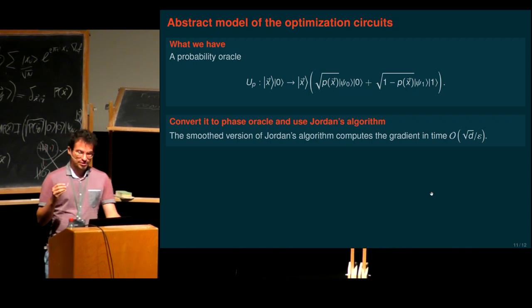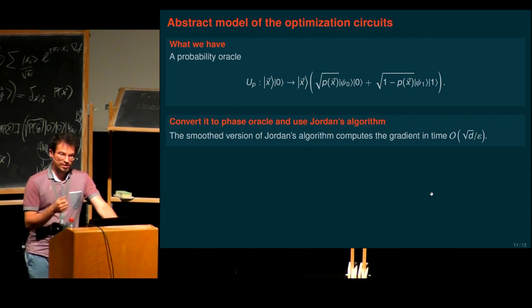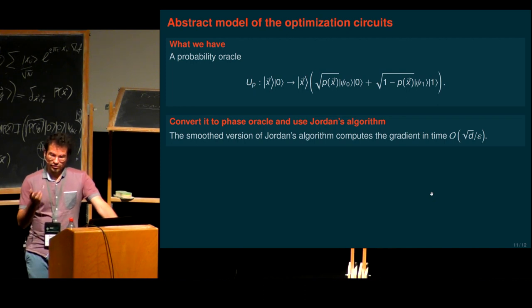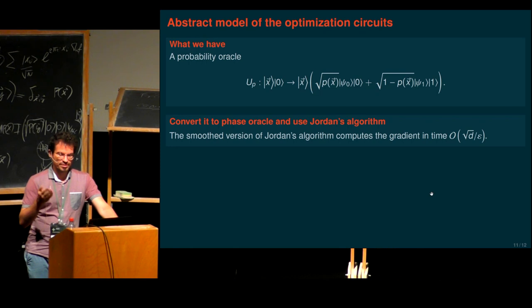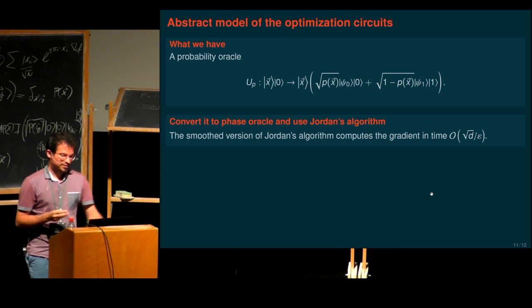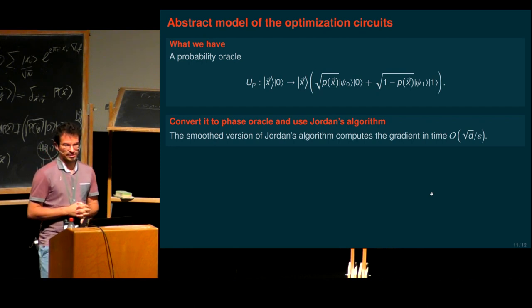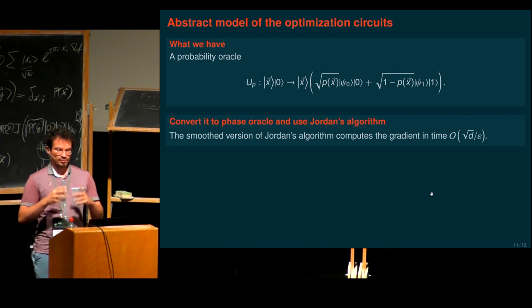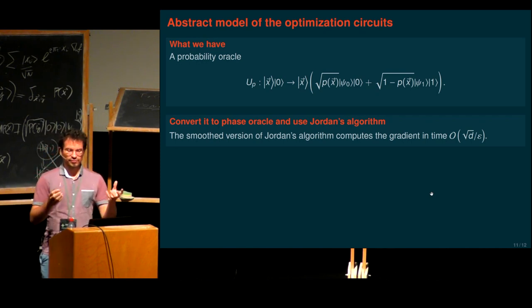Under this black box assumption, this is optimal. You cannot do better. So if you want to learn the gradient to epsilon precision, then the cost is square root d over epsilon, which is bad news, because you would imagine that in the long run, you would have zillions of parameters, and you want to optimize them for a long time. And this is what is happening in classical machine learning.